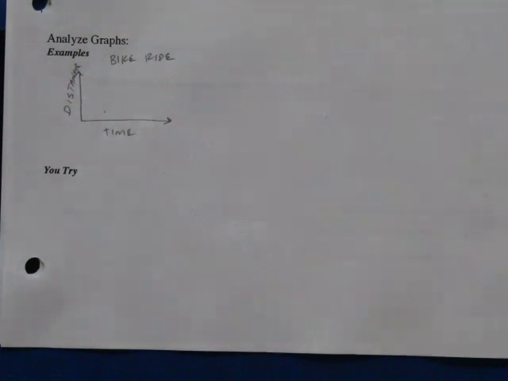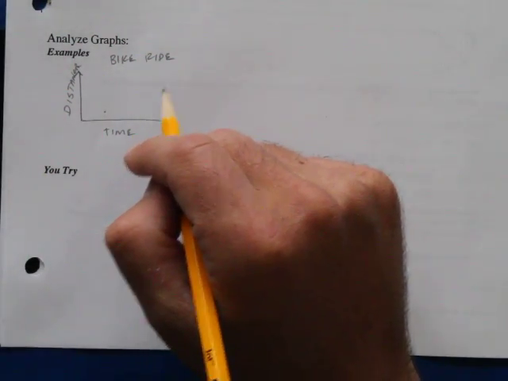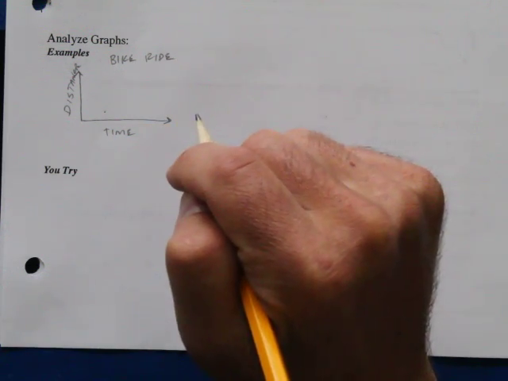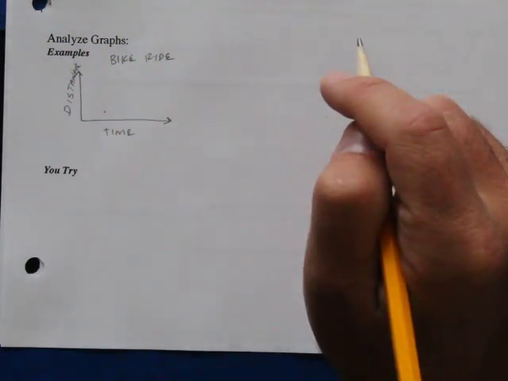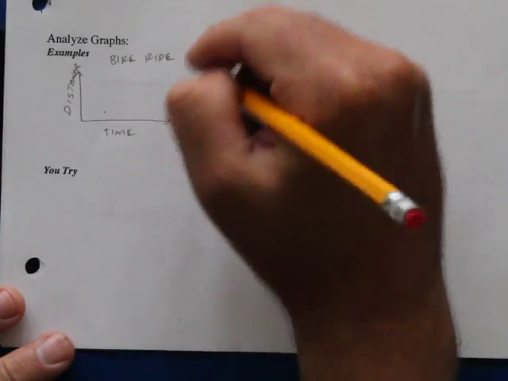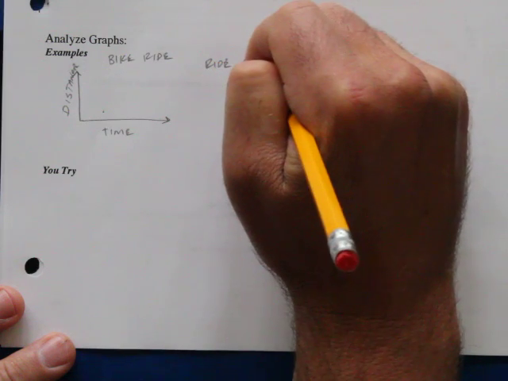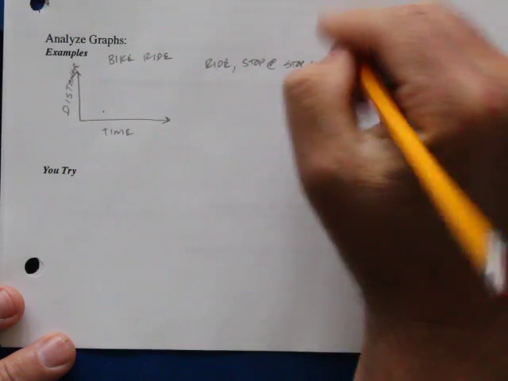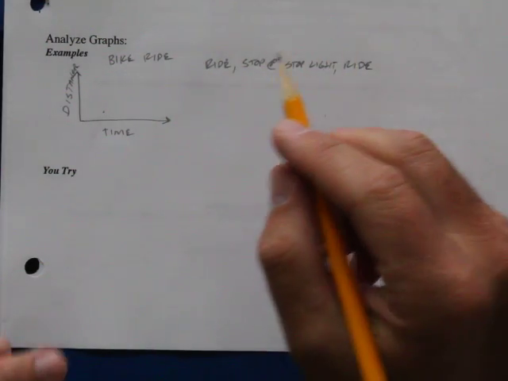And in this bike ride, you are going to get on your bike, you're going to go for a ride, and then you're going to stop at a stoplight, and then you're going to go again. All right, so we're going to ride, then we're going to stop at a stoplight, then ride again. All right, so let's see what that looks like.